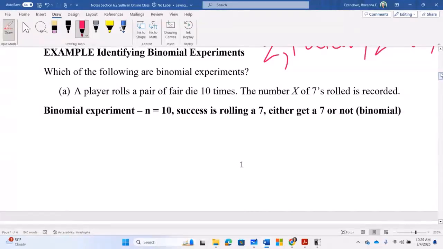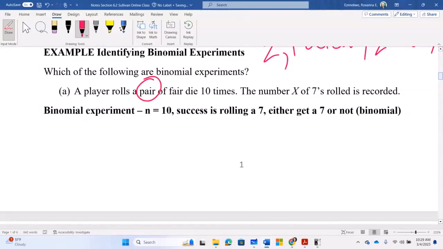Success is fixed and success plus failure must be equal to 1. Okay. A player rolls a fair die, fair because it is not biased. Whenever we hear fair die, a die, by the way, is a 6-sided die. It has to be 6-sided. If it is more than 6 sides, it's not a fair die.